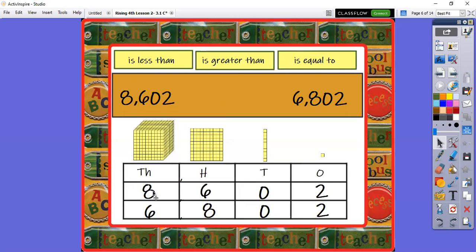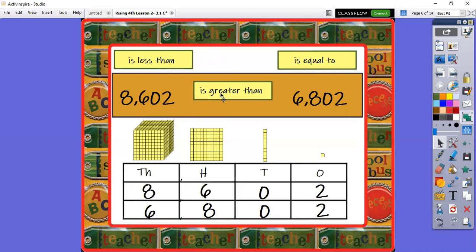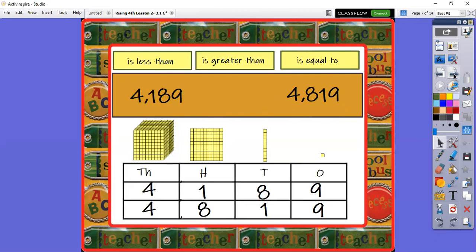All right, so my first number is greater. So I simply put this phrase here. 8,602 is greater than 6,802. All right, let's try another one. Okay, you can actually do this one by yourself. Setting up your place value chart, writing your numbers underneath each one. Now you see that I have written in shorthand TH for thousands, H for hundreds, T for tens, and O for ones.